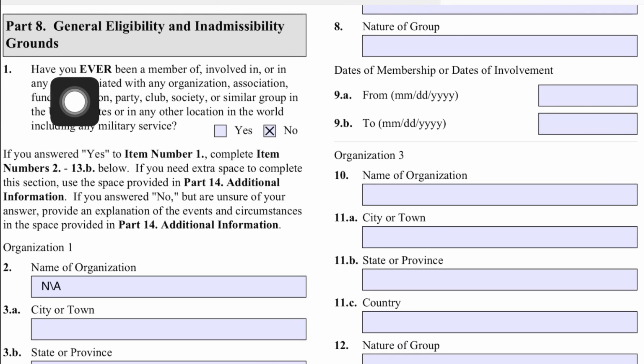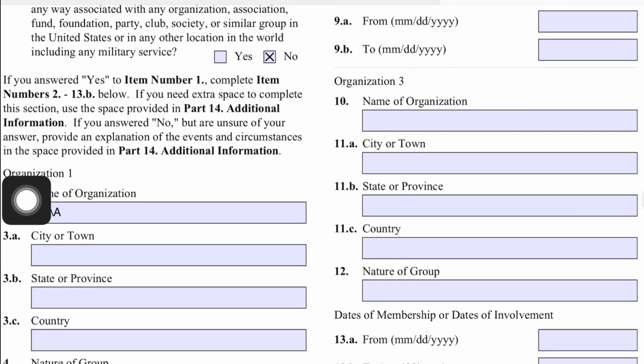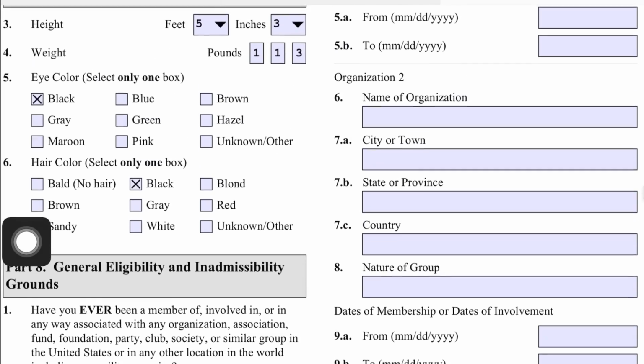So have you ever been a member of, involved in, or in any way associated with any organization, association, fund, foundation, party, club, society, or similar group in the United States or in any other location in the world, including any military services? I put no because I'm not. So just be careful on that. But if you have any, put your organization details right here. But if not, just put NA like mine.